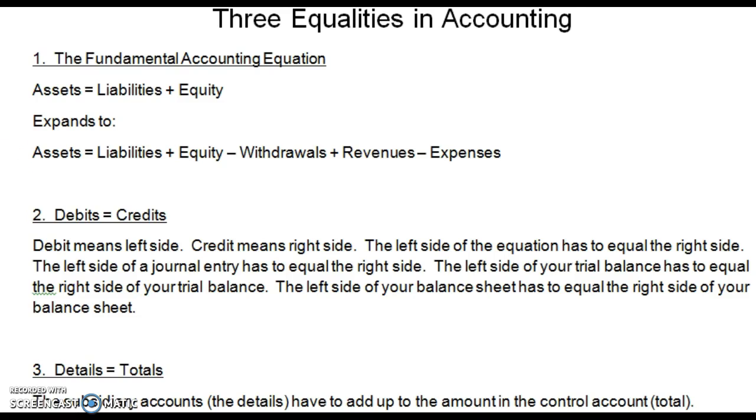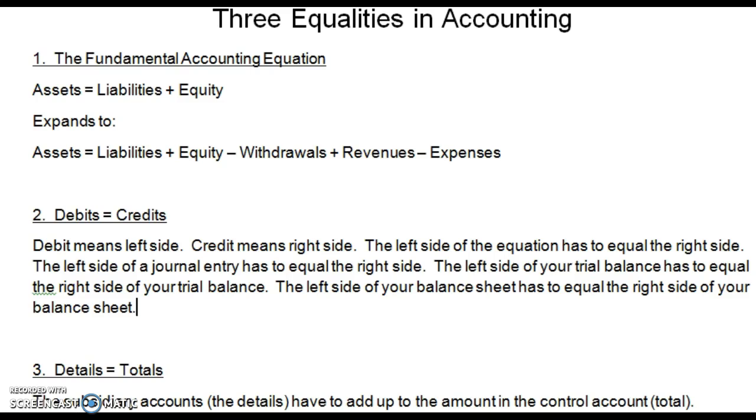The next equality we look at is that debits equal credits. All debit means is left-hand side. Credit means right-hand side. And just like any other math equation, to stay in balance, the left-hand side has to equal the right-hand side. So debits have got to equal credits.